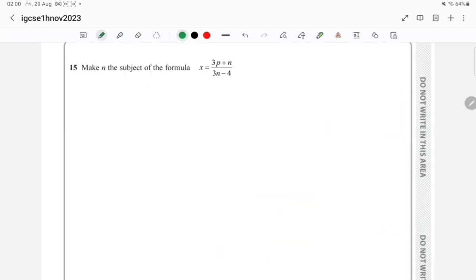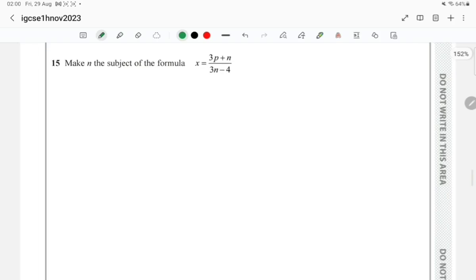Question 15, make n the subject of the formula x equals (3p plus n) over (3n minus 4). So we have n here in the numerator and in the denominator as well. So I will need to get rid of the denominator first. Let's multiply by 3n minus 4 on both sides. So it gives me x(3n minus 4) equal to 3p plus n, right?